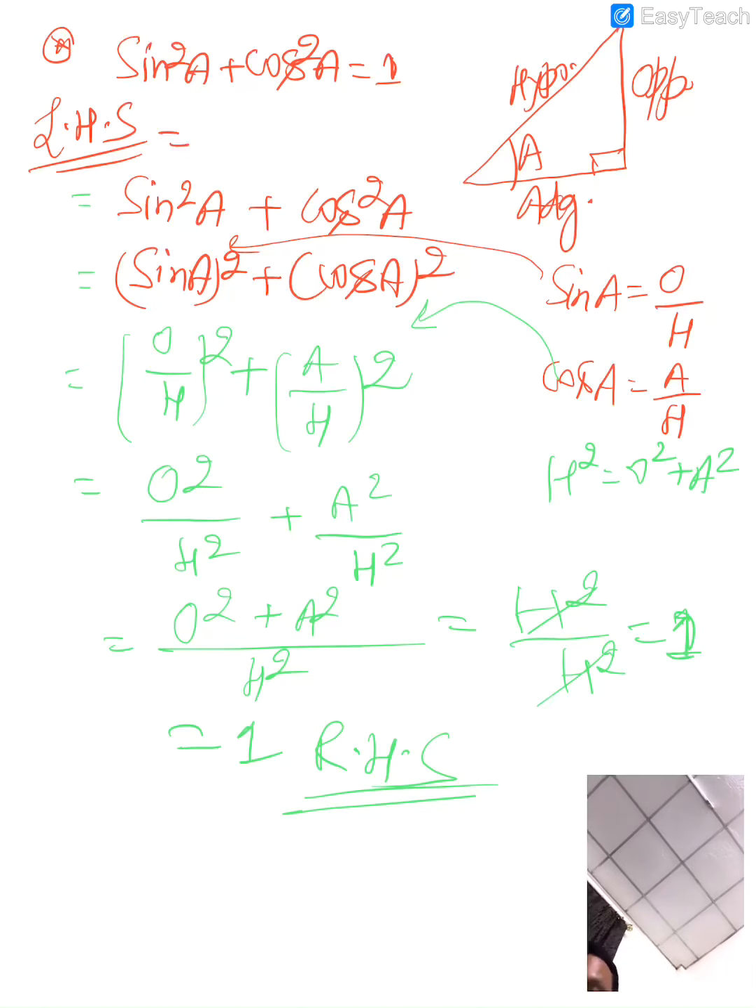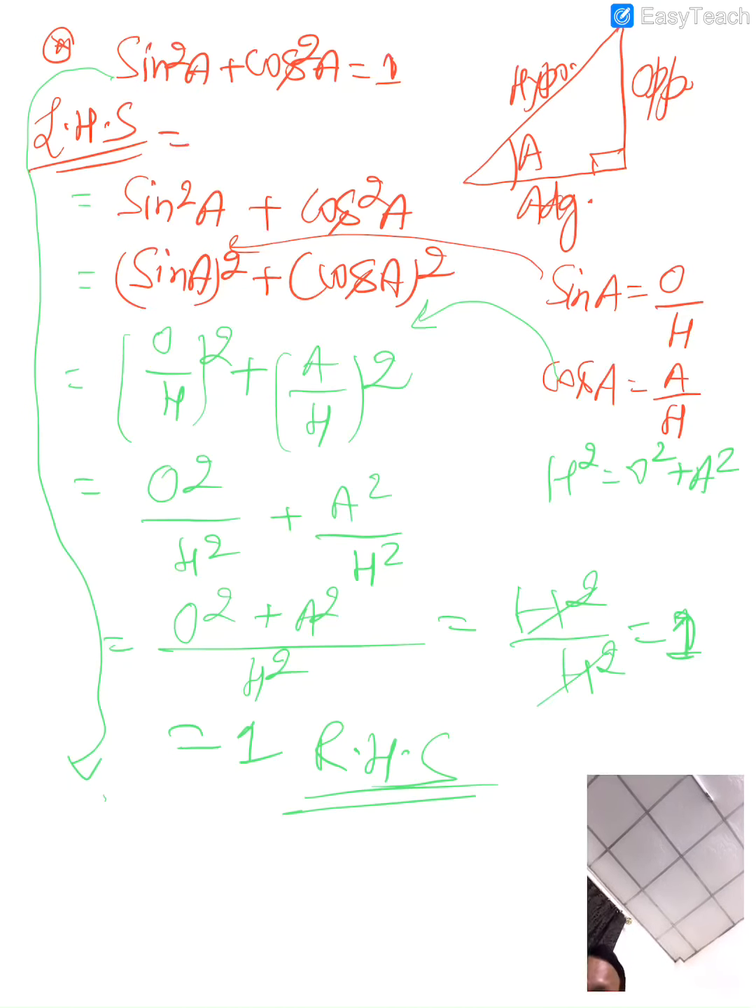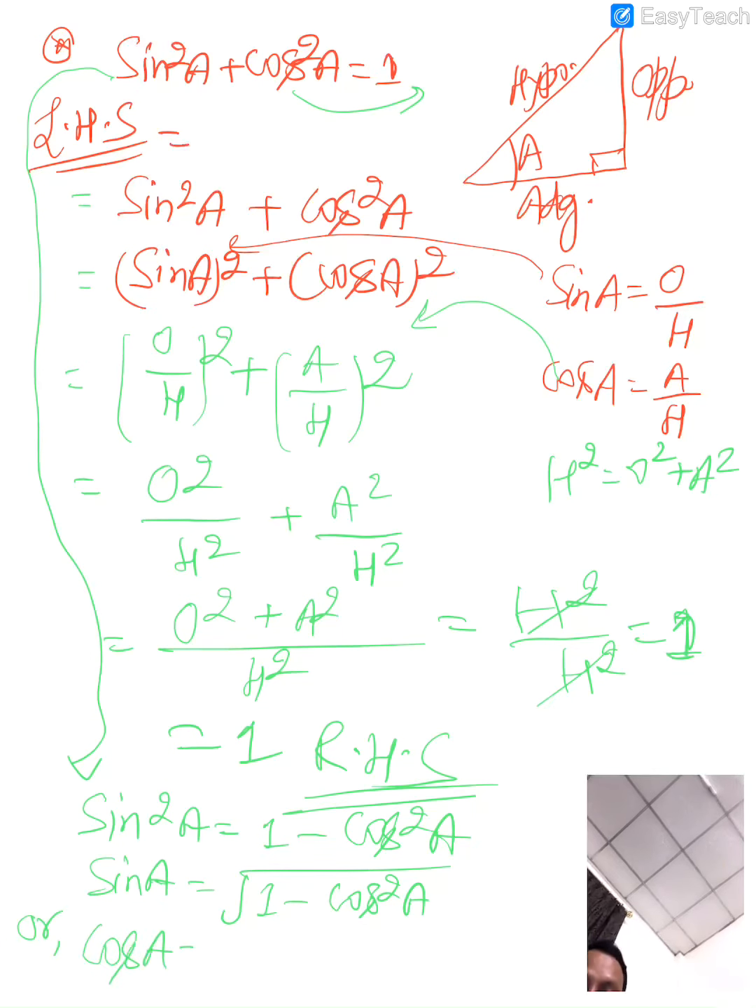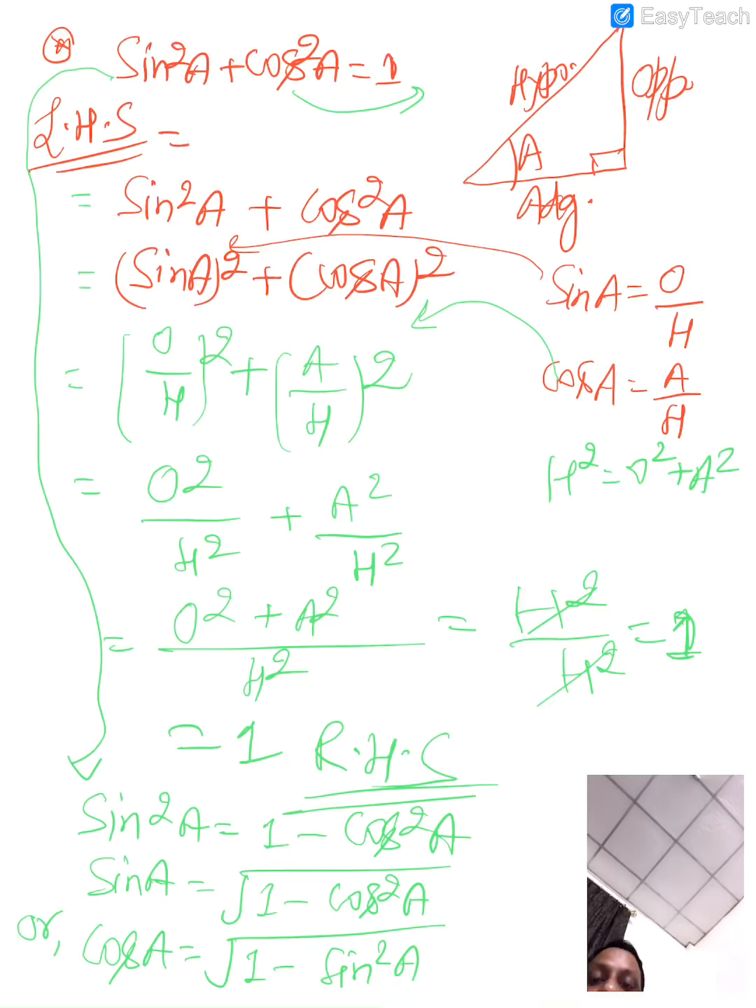Now so many kids ask, sir, how to calculate sin A. As you know, above I wrote sin²A. When cos² goes to that side, positive becomes negative. So sin²A is 1 minus cos²A, so sin A is equal to the square root of 1 minus cos²A. Or similarly you can write cos A is equal to the square root of 1 minus sin²A. This is the first trigonometrical identity that you have to know.